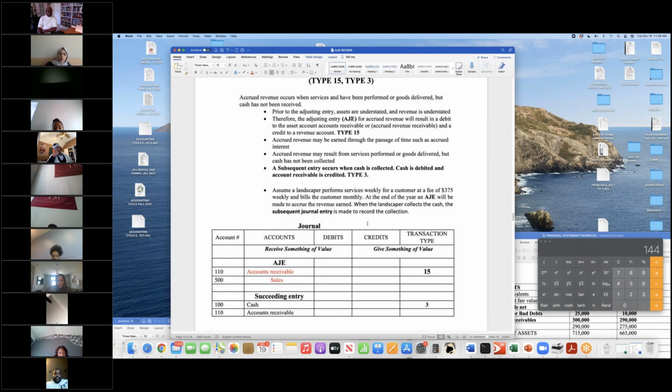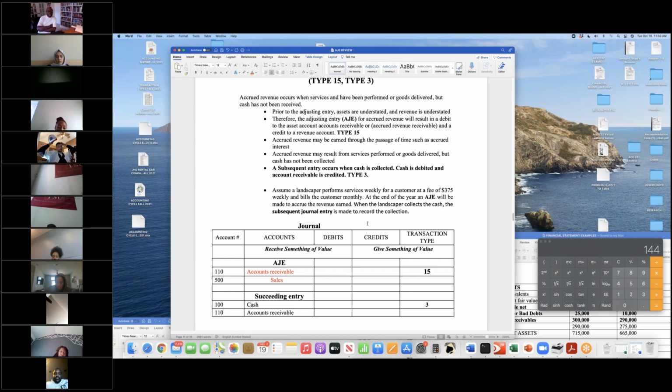So let's look at our example. Assume a landscaper performs services weekly for a customer at a fee of $375 and bills the customer monthly. So if there are 4 weeks in December at the end of the year, an AJE will be made to accrue the revenue earned. When the landscaper collects the cash, the subsequent journal entry is made.